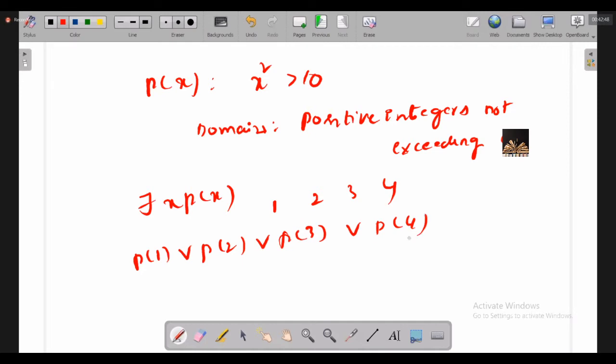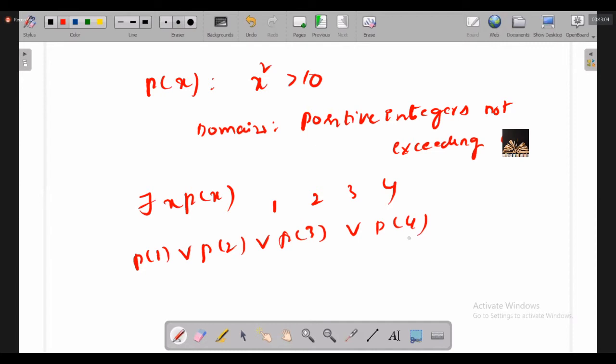If any one is true, it is true. In the universal quantifier, only when all are true is it true. In the existential case, if any one is true, then it is true. If all are true, also true; if none are true, it is false. Any one true makes it true.